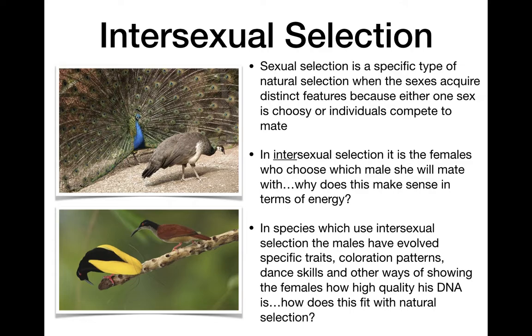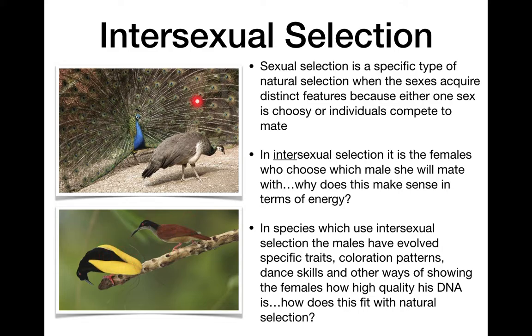Often in these species that have intersexual selection, the males are going to have very specific traits, like these crazy coloration patterns. Here's a bird of paradise, a male, and here's a female of the same species. Maybe they can dance. So birds of paradise have dances they can do, and it's a way to show the females how high quality their DNA is. So for example, birds of paradise, a male like this, or a peacock too, their coloration makes them stand out to predators. Horrible camouflage. If you're a predator trying to get a bird to eat, you're going to pick this one over this one. It's way easier to see.